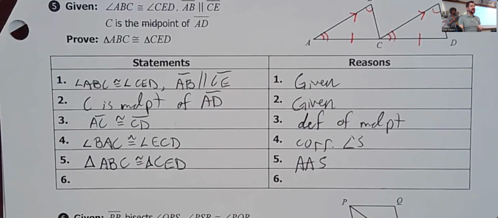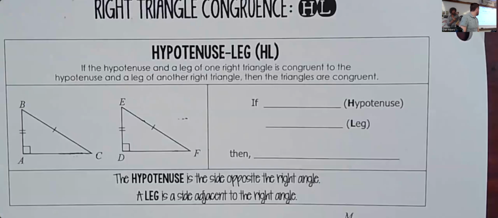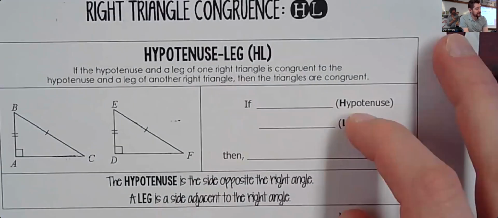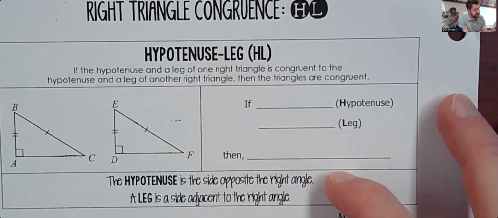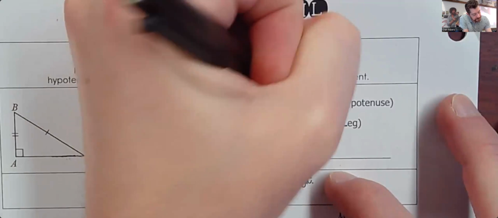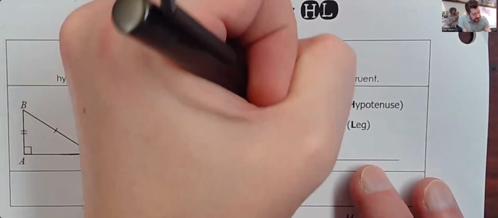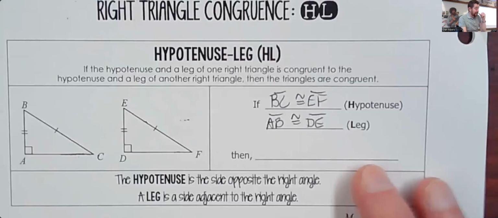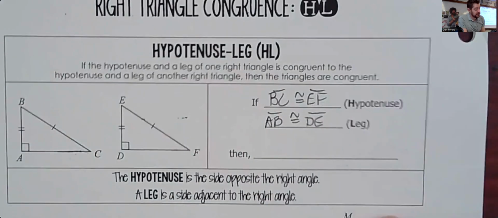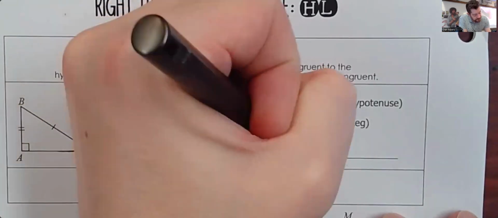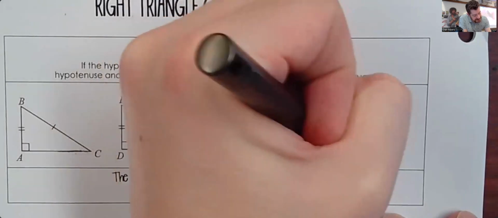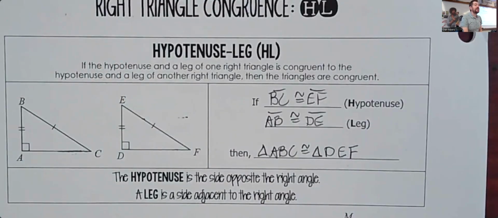Okay, let's have ourselves a look at HL, hypotenuse leg. The next ones we're going to be talking about only work with right triangles. Hypotenuse leg, hypotenuses only happen on right triangles. So if you have a right triangle and the hypotenuse is congruent, that would be BC is congruent to EF, and one other pair of legs congruent. In this case, this would be AB is congruent to DE. Then the 2 triangles are congruent. So triangle ABC is congruent to triangle DEF. So the result, once again, is exactly the same as all the other results. However, this is on the very back.